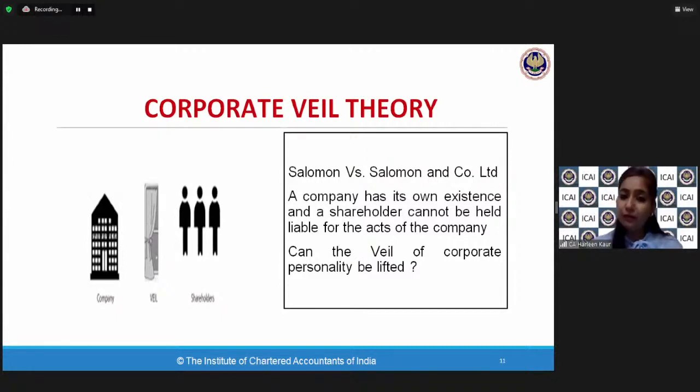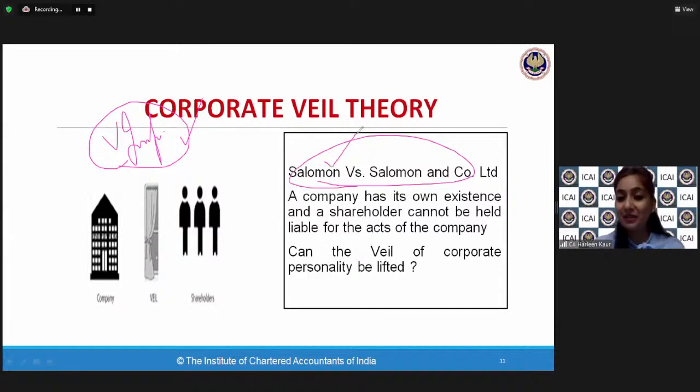So children, corporate veil theory is a very, very important concept. If you are having study material in front of you, please mark it. Very, very important. Whether you get a question from this chapter or not, but as a CA student, I believe if you are doing Companies Act, you should know what is corporate veil theory. A very leading legendary case of Salomon versus Salomon and Company Limited. This whole story I will explain you today, but let us first understand what is corporate veil theory.